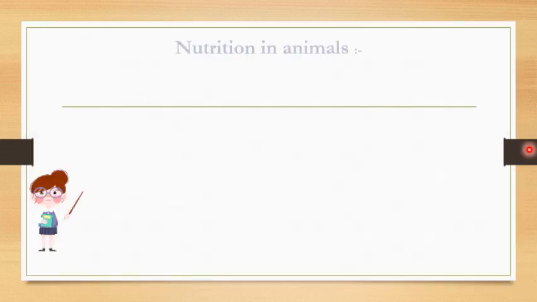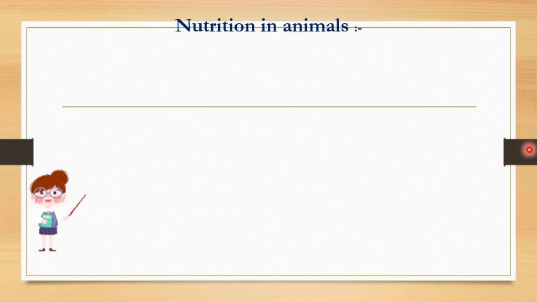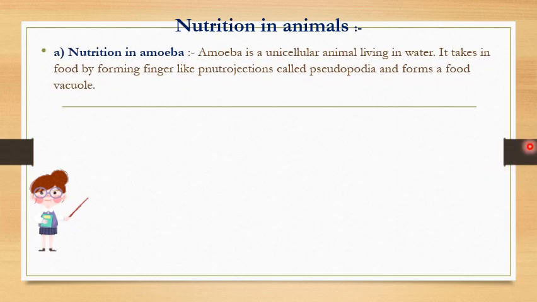In our previous class, I was explaining nutrition in plants. We already discussed in detail how nutrition takes place in plants, how they prepare their own food, right? Please go through that video. You will come to know about that clearly. Now let us discuss nutrition in animals. How does nutrition occur in animals?